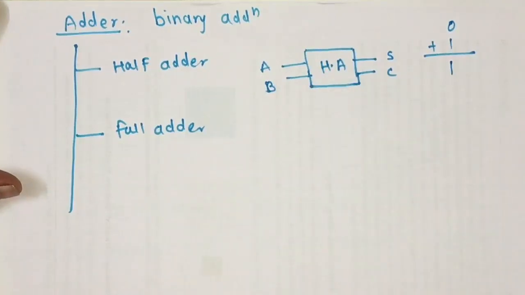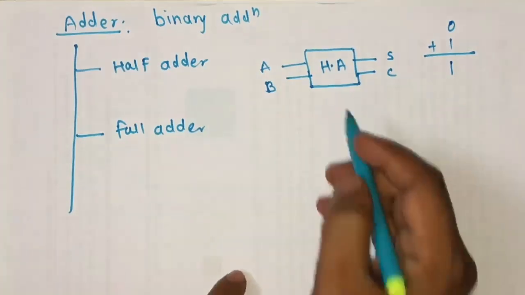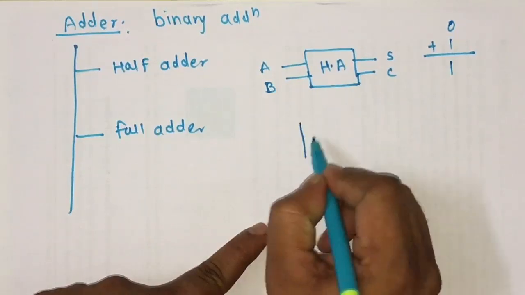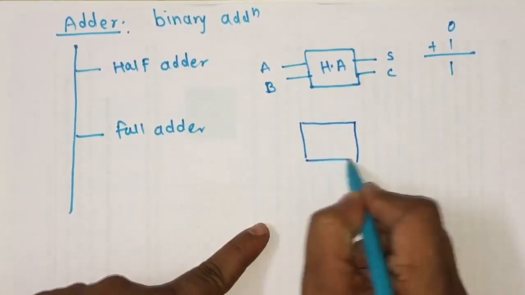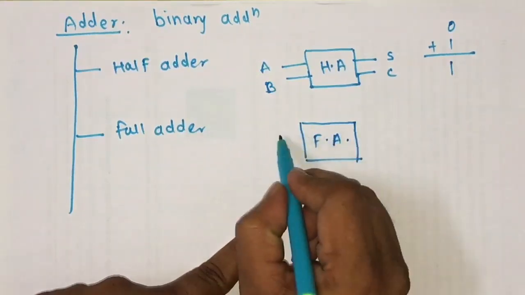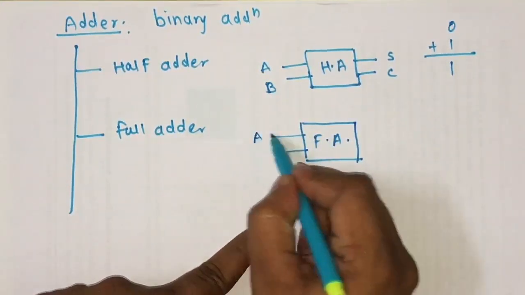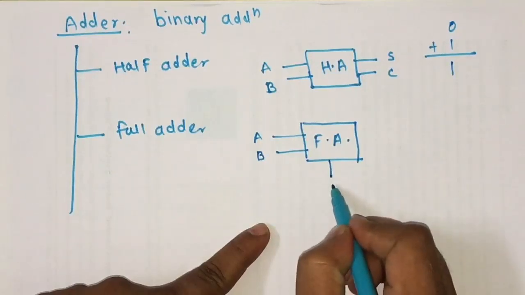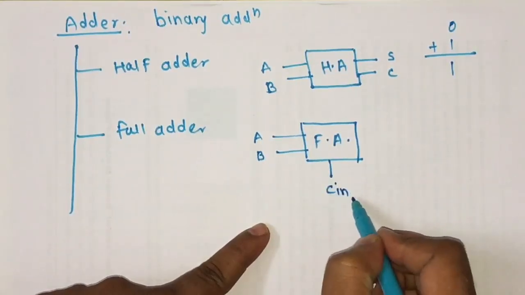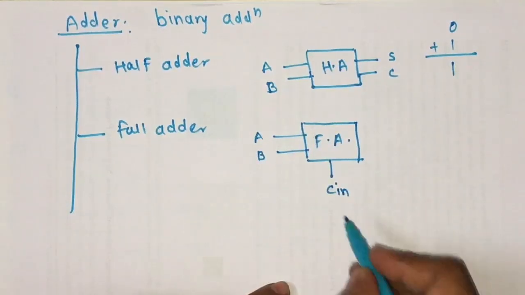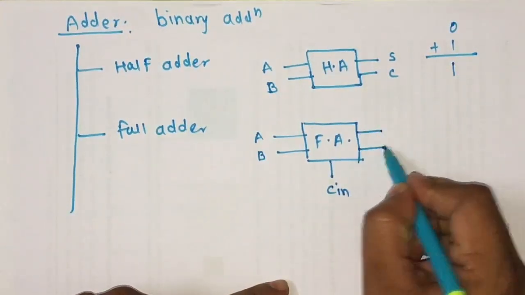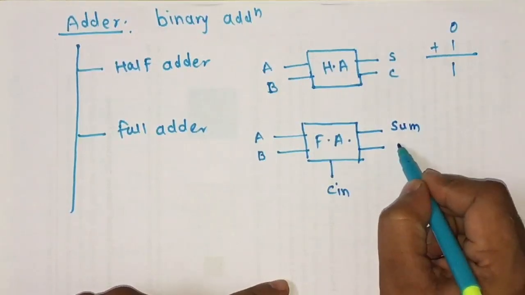But what is the disadvantage? The half adder has one disadvantage: we cannot add the previously generated carry. The previously generated carry cannot be added in the half adder. To overcome this disadvantage, we proceed with the full adder. Here I will show the full adder. Again, the full adder consists of these two main inputs and one more input, that is C in, carry in, and two outputs, that is sum and C out.